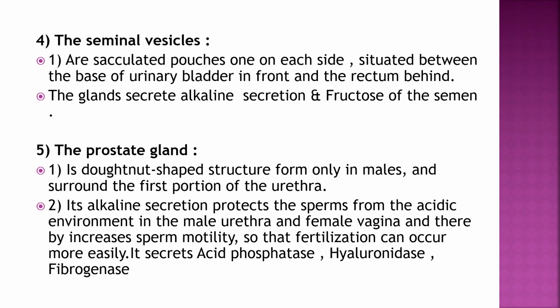Next is the prostate gland. It is a donut shaped structure formed only in males and surrounds the first portion of the urethra. Its alkaline secretion protects the sperms from the acidic environment in the male urethra and female vagina, and thereby increases sperm motility so that fertilization can occur more easily. It secretes acid phosphatase, hyaluronidase, and fibrinogenase.